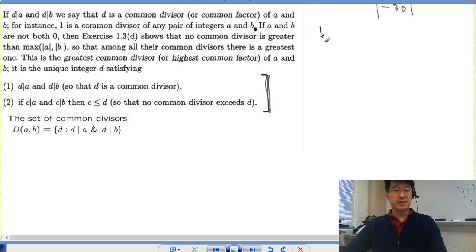D of 0, 0, according to that definition, can you imagine what that is? D of 0, 0 is the set of all common divisors that divide 0 and 0. Everything is written Z, right? Everything is all integers. But as long as this is something else, it's going to be a finite, small set. Make sense? Good. So D of 0, 0 does not have a highest number, but everything else has a largest number. And that is called the greatest common divisor, GCD.